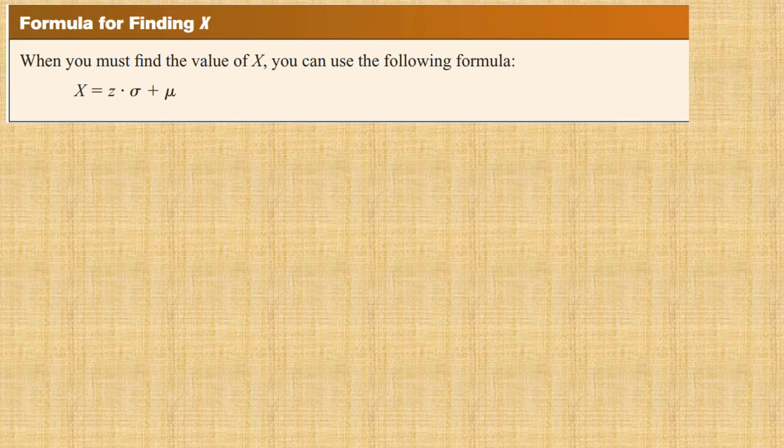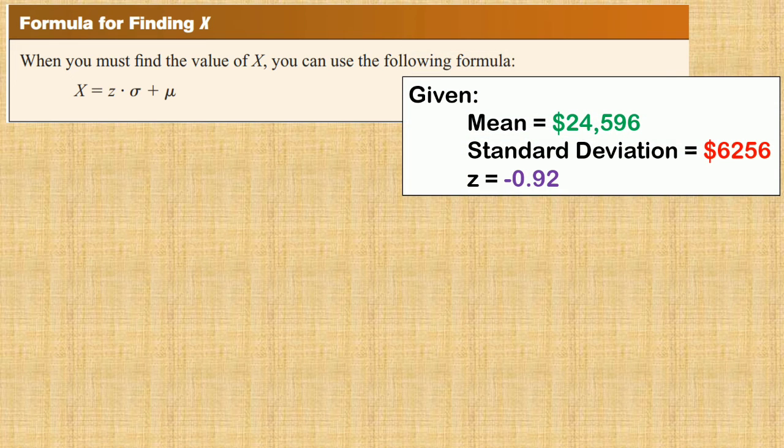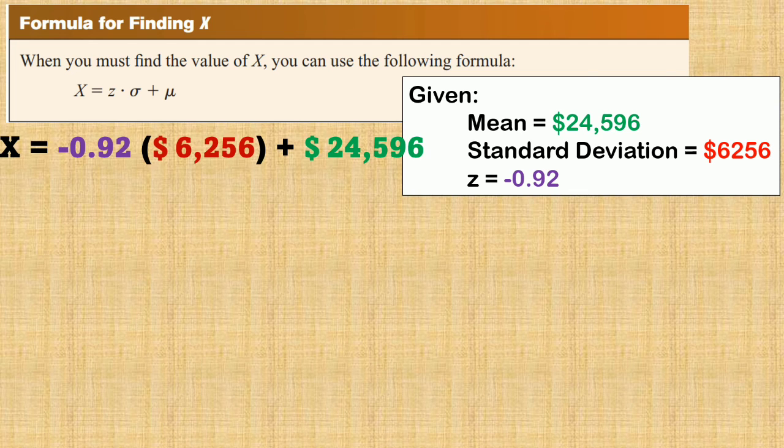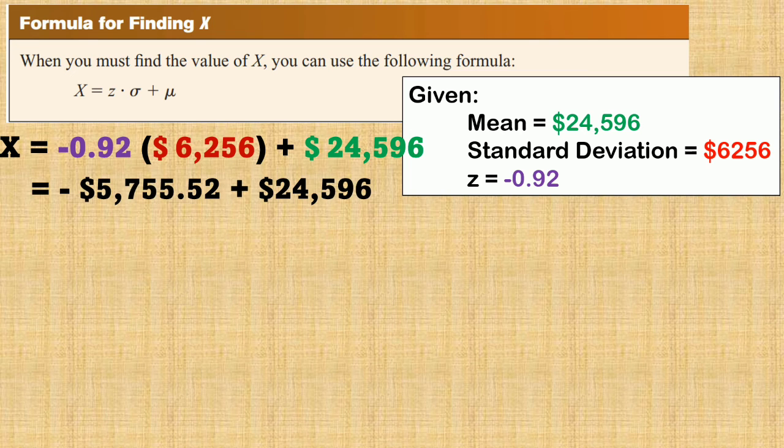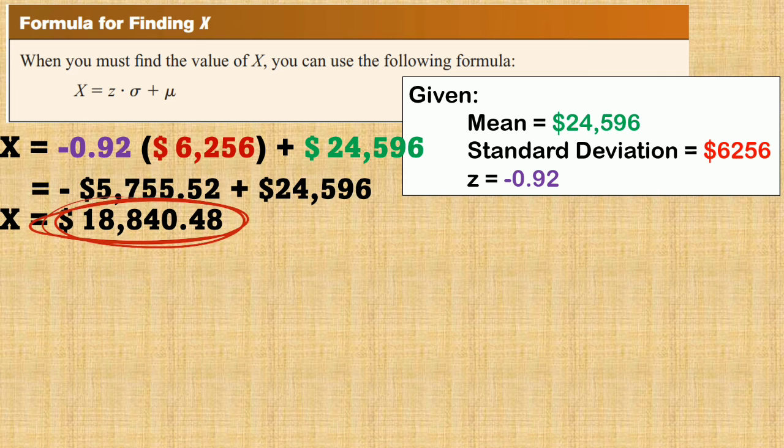However, we can also use the formula x is equal to z-value multiplied by standard deviation plus mean to find the value of x easier. So we have the given mean, standard deviation, and z-value. Then we're going to substitute, and we will have x is equal to negative 0.92 multiplied by $6,256 plus $24,596. So, negative 0.92 multiplied by $6,256 is equal to negative $5,755.52 plus $24,596, which is the mean, and it is equal to $18,840.48, which is the same.